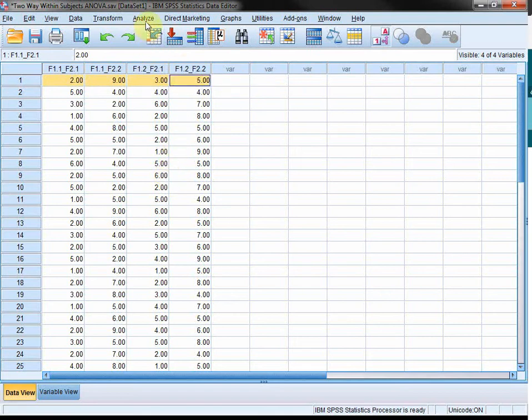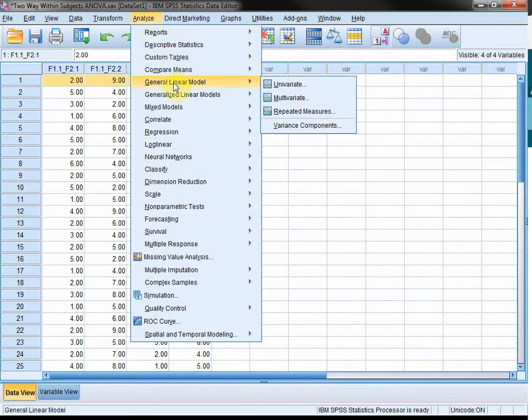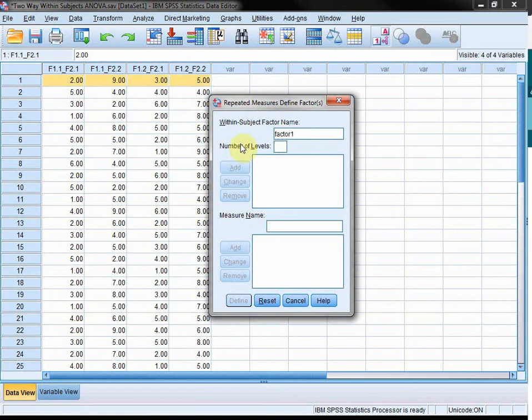Now to run the analysis, we would click on Analyze, General Linear Model, Repeated Measures. We would assume we've tested the data prior to this for its assumptions in terms of normal distribution and in terms of making sure that the data were at least interval. When we click on Repeated Measures, it will ask for our within subjects factors first of all.